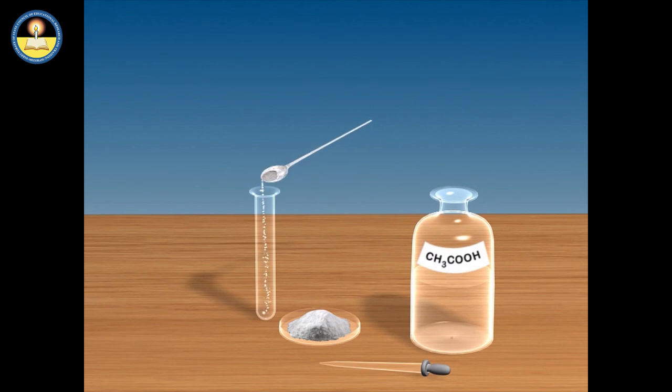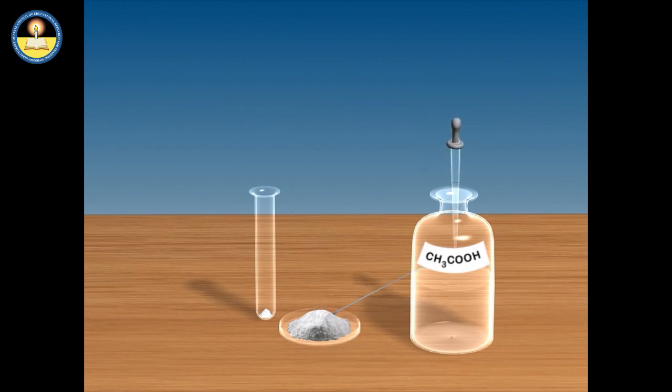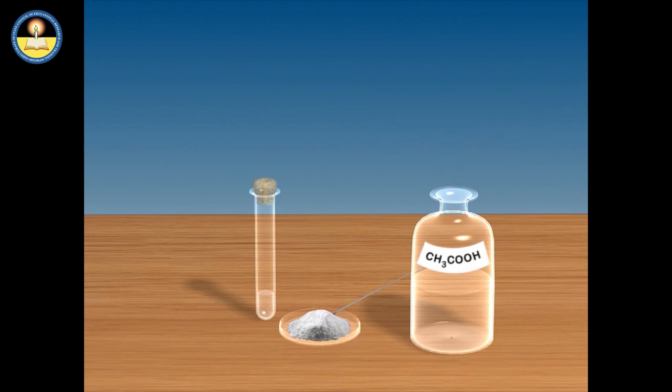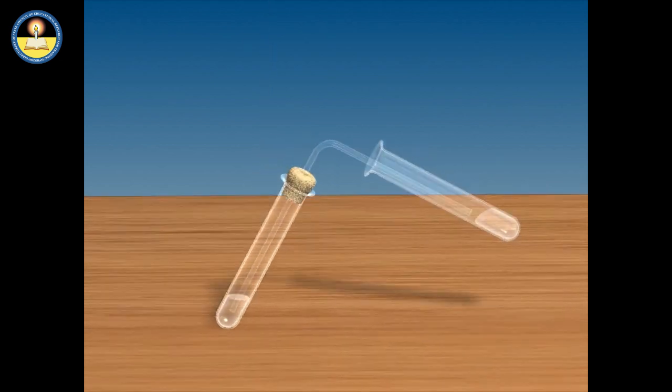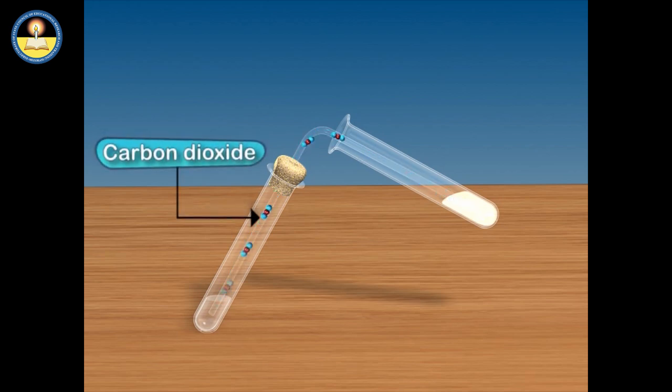In a test tube, we take a small amount of solid sodium hydrogen carbonate. To it, we add a few drops of ethanoic acid. A chemical reaction takes place. A gas with brisk effervescence is evolved. When the vapors are passed through lime water, it becomes milky. This shows that the gas evolved in the reaction is carbon dioxide.